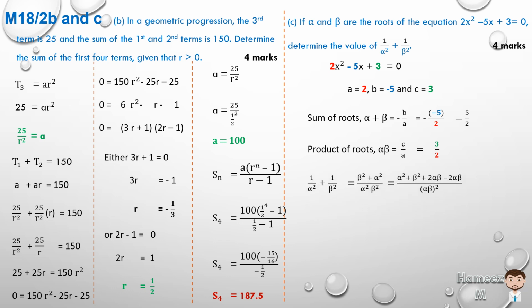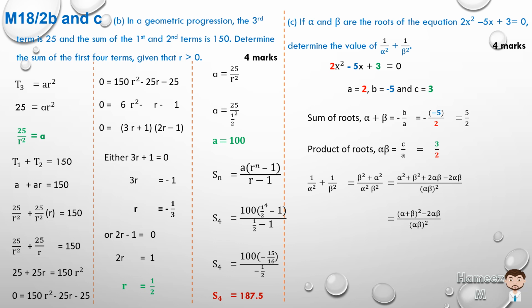So if you want to determine the value of 1 on alpha squared plus 1 on beta squared, by adding fractions, it's going to give us alpha squared beta squared in the denominator. So that will give us beta squared plus alpha squared all over alpha squared beta squared, because this is simply adding two fractions. And we can manipulate the numerator: alpha squared plus beta squared plus 2 alpha beta minus 2 alpha beta, all over alpha beta squared. And why we're doing that with the numerator, this gives us alpha plus beta all squared minus 2 alpha beta, all over alpha beta squared.